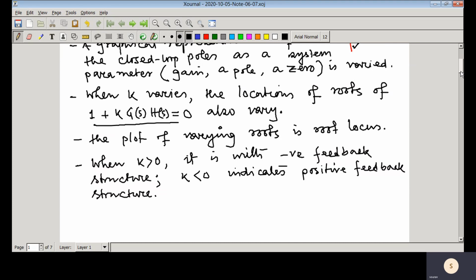So in positive feedback, the characteristic equation is 1 minus kG(s)H(s) equal to 0.